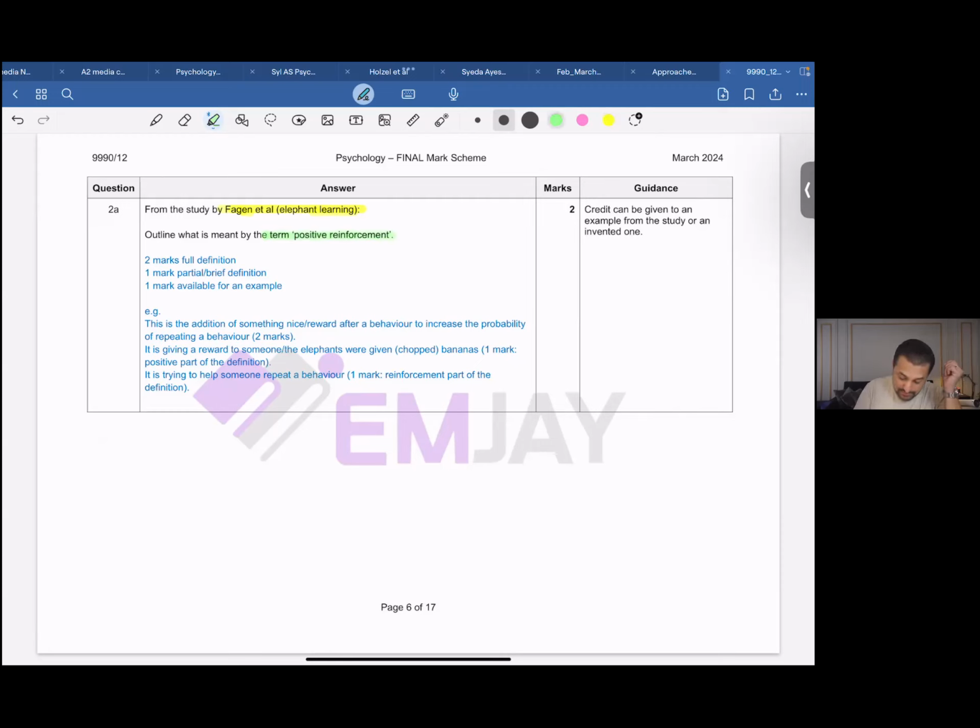Outline what is meant by the term positive reinforcement. And this happens to be a 2-mark question. So you are to outline what the term positive reinforcement means. Keep in mind there are 2 marks over there. So if there are 2 marks allotted by Cambridge on this particular question, you shall get 1 mark for a partial or brief definition. You should get the second mark for providing an example.